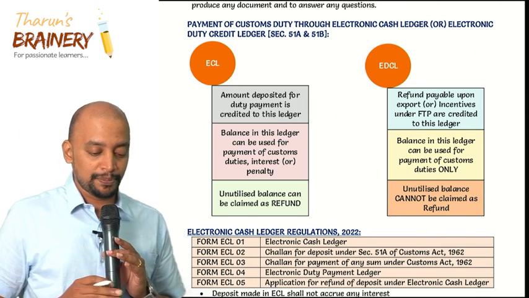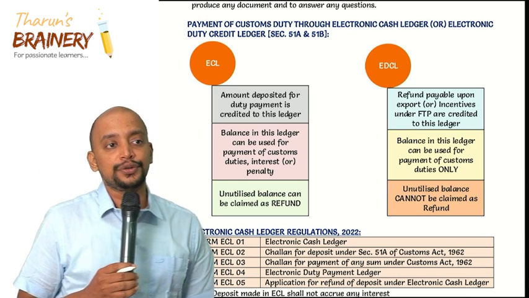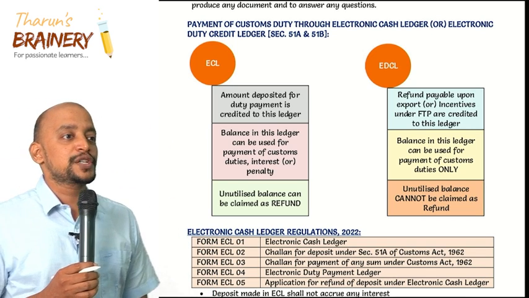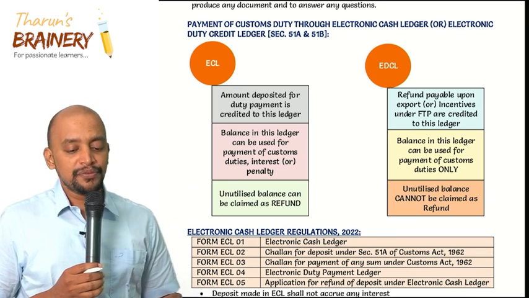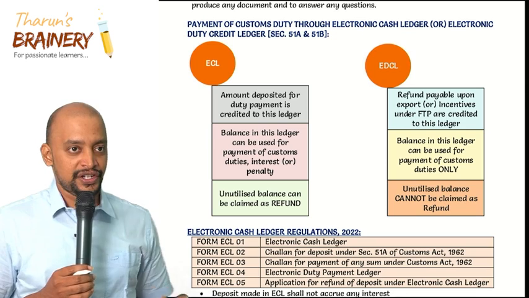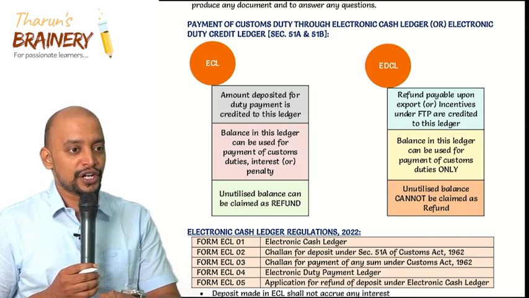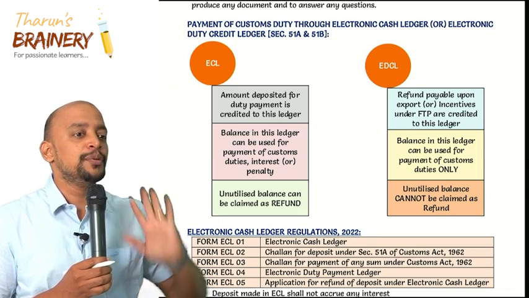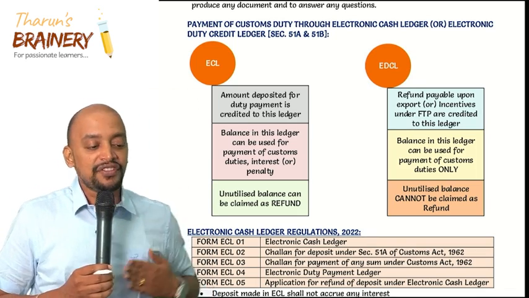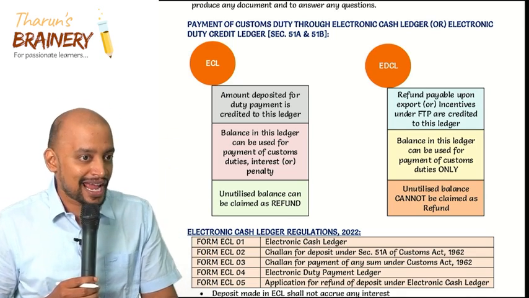Then what is the purpose of this electronic duty credit ledger? It serves a purpose wherein the government wanted to stop giving money to the exporters. Whatever export incentives, instead of giving into their bank account, the government will put into the electronic duty credit ledger. So cash outflow is eliminated. Whatever money is put into the electronic duty credit ledger can be used for payment of customs duty on import, which means that if they give money to you, it's a cash outflow, and they want to curtail that cash outflow.